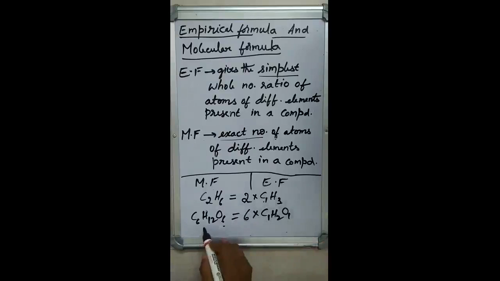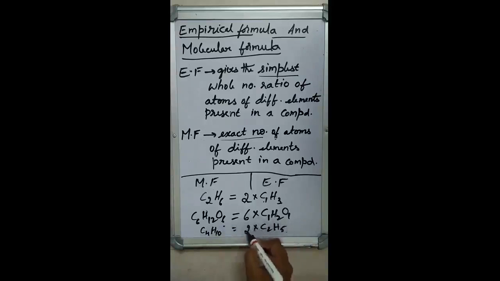Same thing if I want to write it for butane, what should I write? It is C2H5. So this is multiplied by 2. Okay, so 2 2s are 4, 2 5s are 10. See, you can see how it is related. The empirical formula should be multiplied by any one number so that you will get the molecular formula. Okay, so here the number varies.